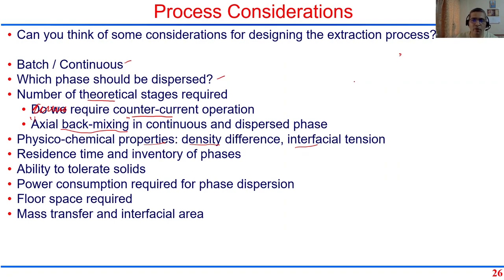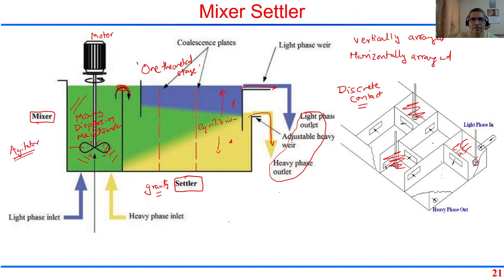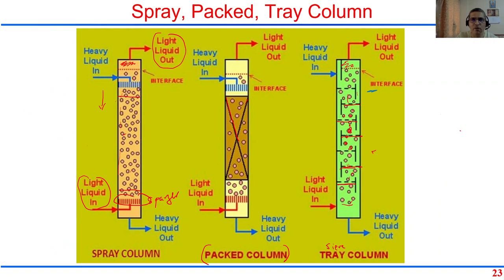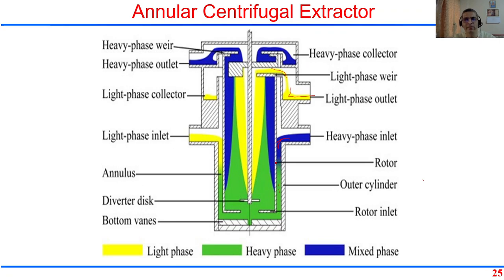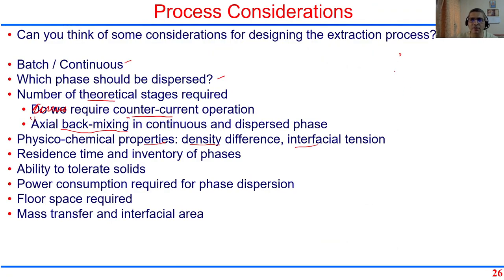I want you to think about the different equipment that we have talked about: mixer settler, rotating disc contactor, spray column, packed column, tray column, pulsed extraction column, annular centrifugal extractor. I want you to think about all of these in terms of these criteria. First of all, what I want you to do is see the YouTube videos.